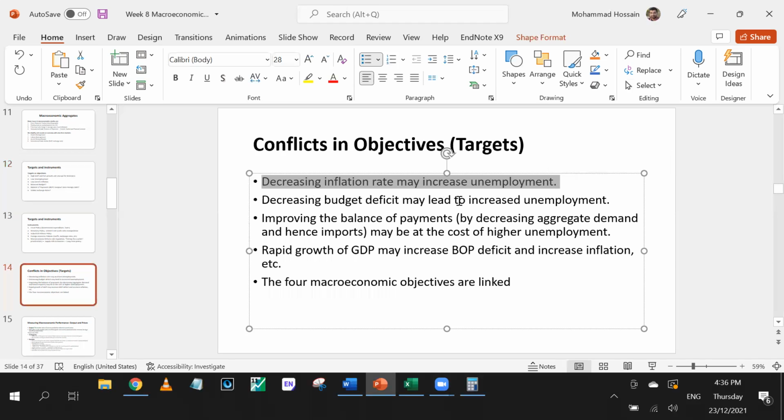Decreasing the budget deficit may lead to increased unemployment. If you decrease the budget deficit, your unemployment will actually increase. And improving the balance of payments may come at the cost of higher unemployment. Rapid growth of GDP may increase the balance of payments deficit and increase inflation. So there are some conflicts in there as well. The four macroeconomic objectives are linked, connected to each other.